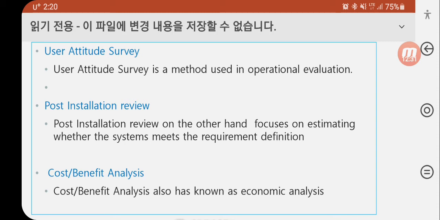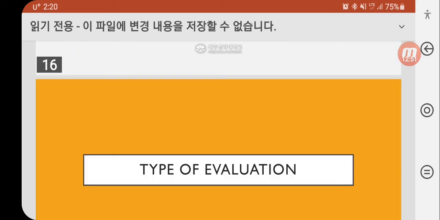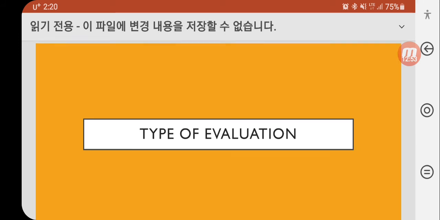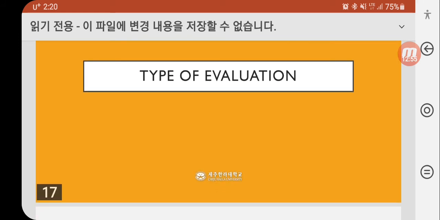Post-installation review, on the other hand, focuses on estimating whether the system meets the requirement definition. That is, does the system do what it is designed to do? That is the question being asked. And the next slide is about types of evaluation.